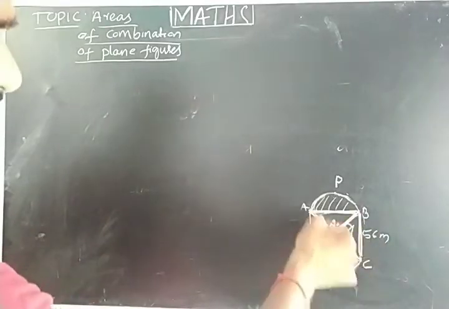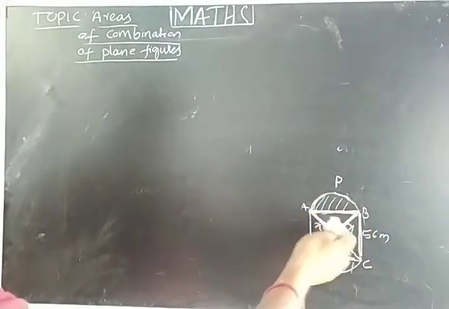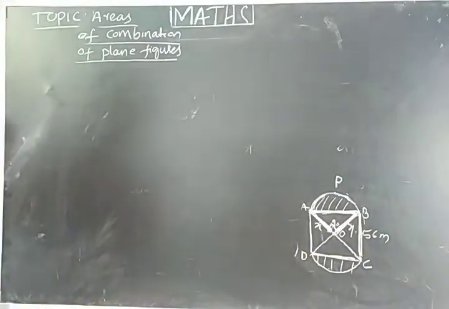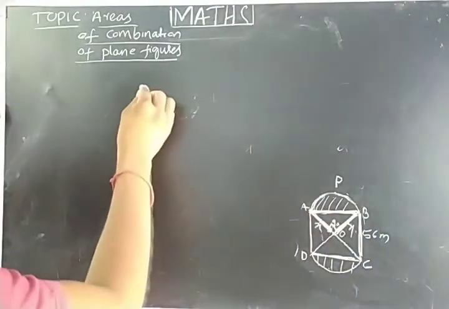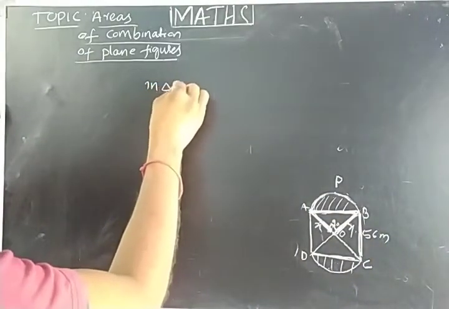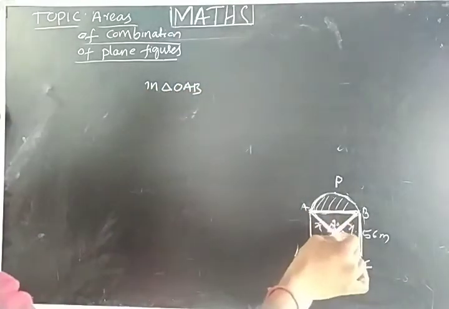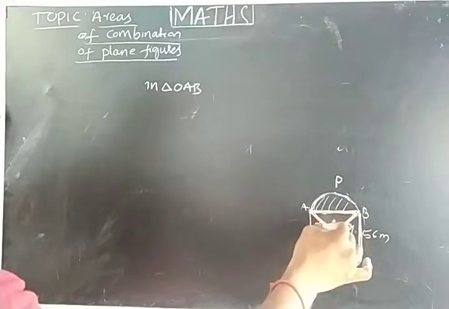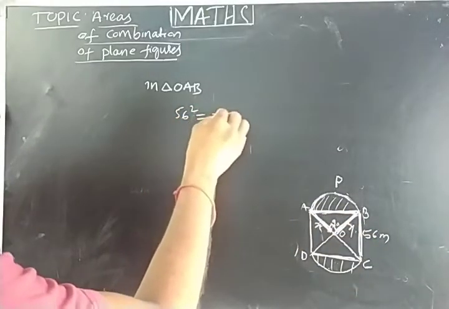And check it. O is the center of the circle. So OA, OB are radius. So I am taking the radius as x. Then if the radius is x, what is the value of x? How can we find it? In triangle OAB, I am applying the Pythagoras theorem. This is the hypotenuse, these two are sides. So 56 squared is equal to x squared plus x squared.